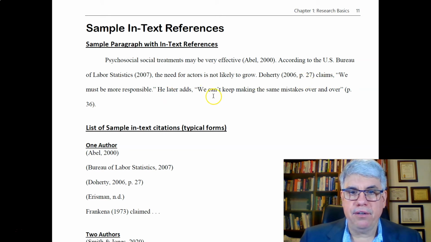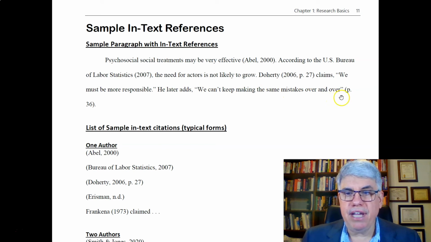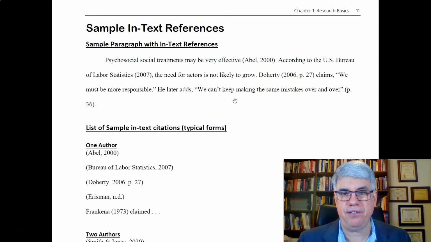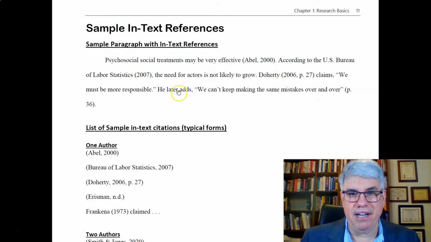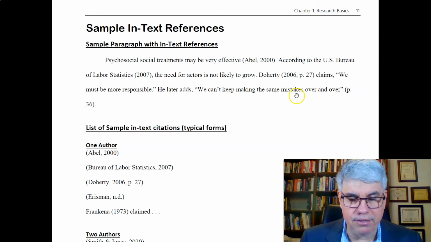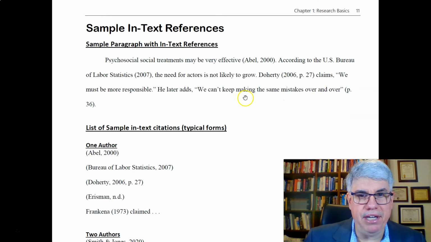He later adds, we can't keep making the same mistakes over and over. Now here, I just put the page number because we know that this is Dougherty 2006 from the context. I don't need to repeat Dougherty 2006 because from the context, it's obviously the same person in the same work, but it's on page 36. So I just put page 36. So those are some of the variety of the ways that we do things.